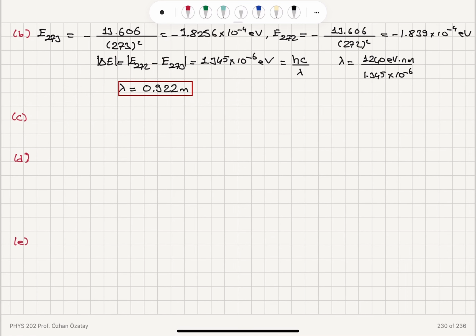Now part C, what is the radius of the electron orbit for a Rydberg atom for which n equals 273? The radius of the orbit in the Bohr model is n squared multiplied with the Bohr radius a0. So that would be 273 squared multiplied by 0.0529 nanometers, the Bohr radius. And that gives us, for the radius of the electron orbit, 3.94 micrometers.